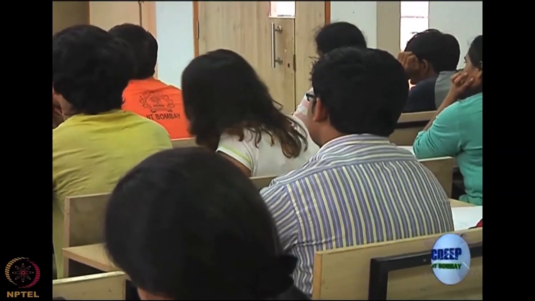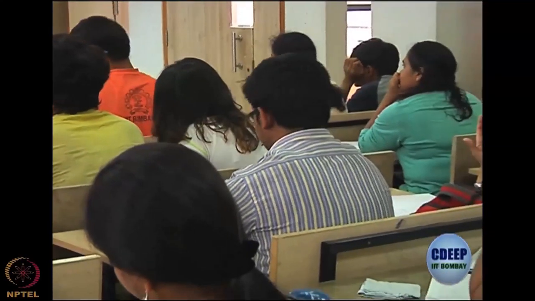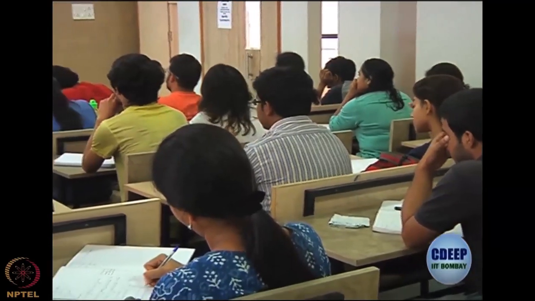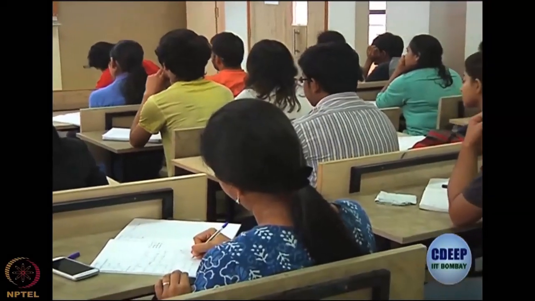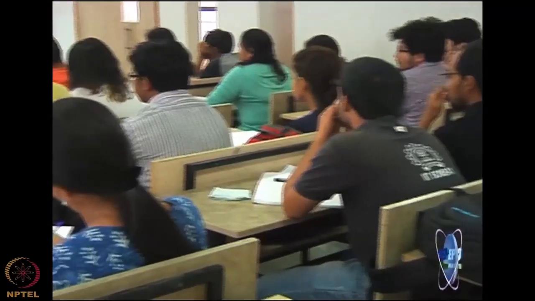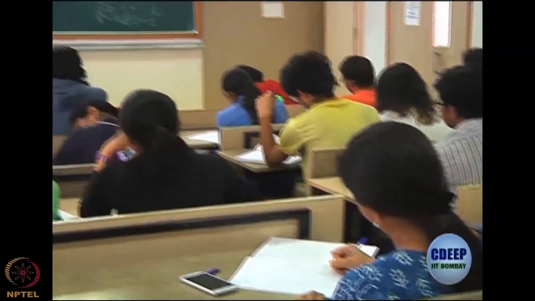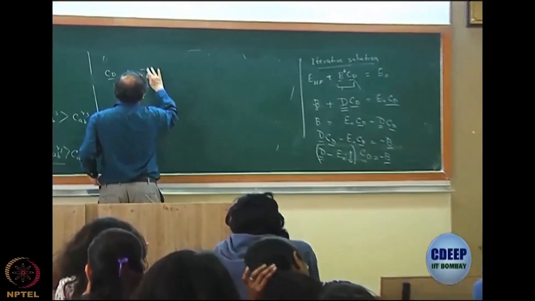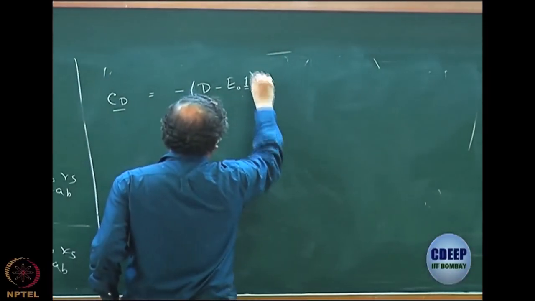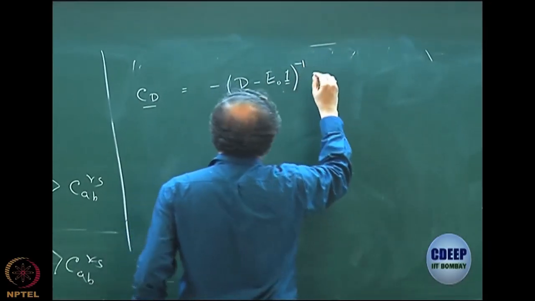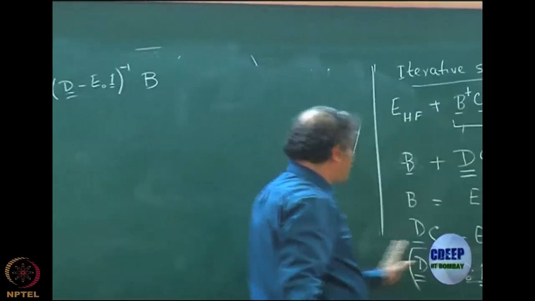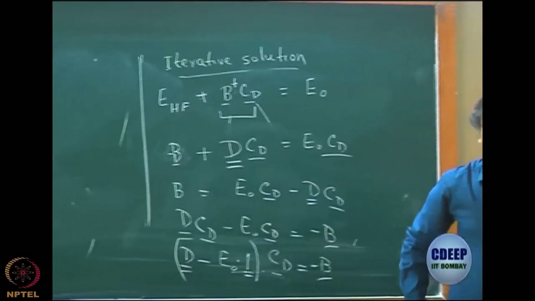So okay, let me write this now. Although I am writing for a CD, remember I am writing for all the configurations, all the amplitudes of doubly excited. So CD equal to minus D minus E naught inverse B. So CD is just the negative of D minus E naught inverse times B.